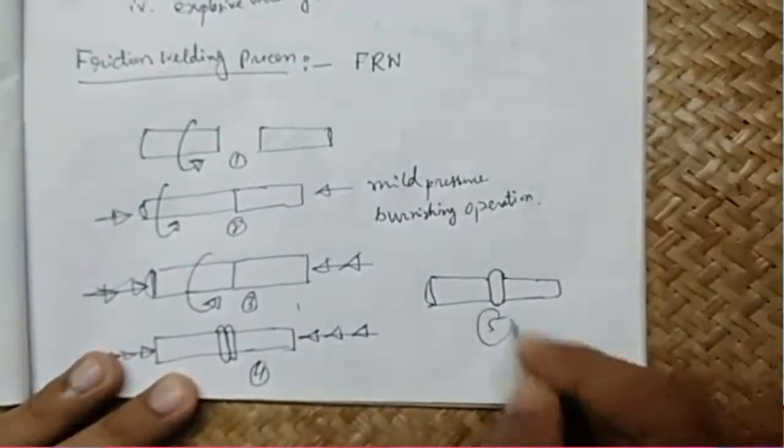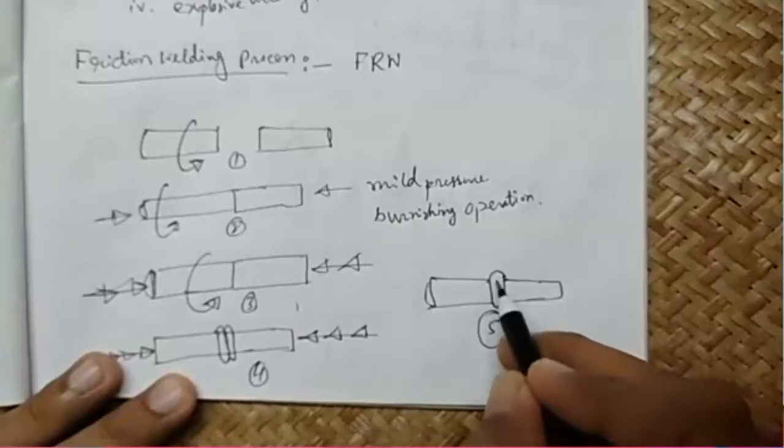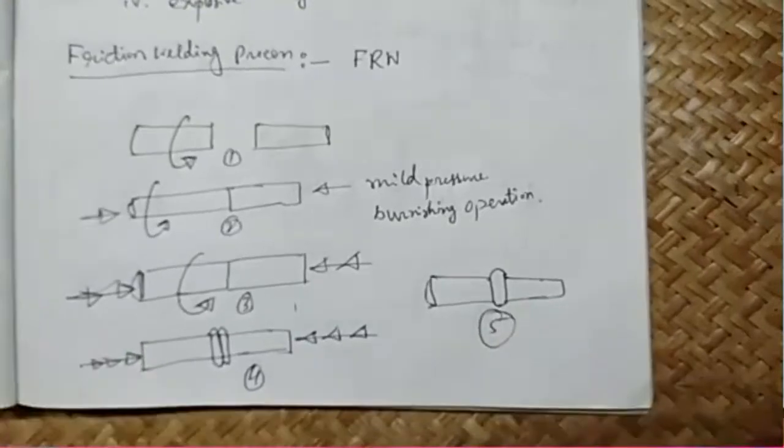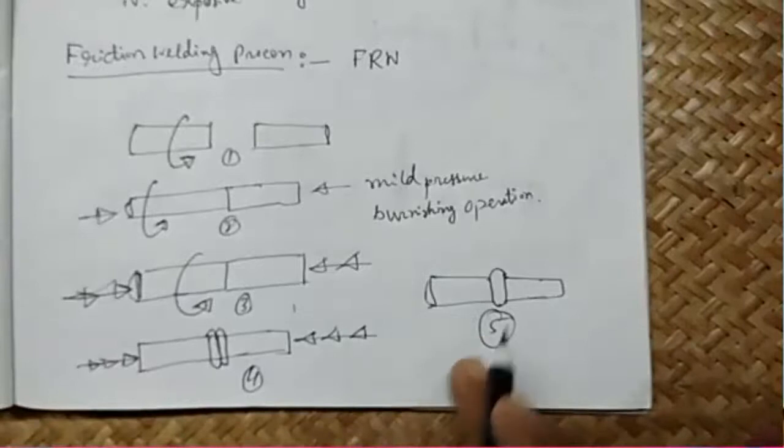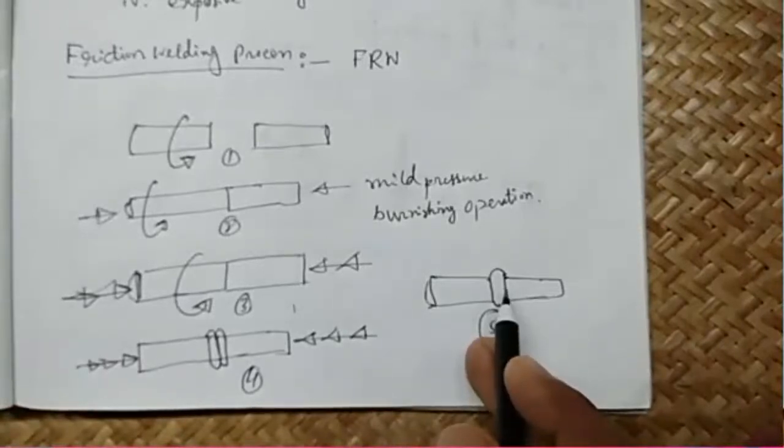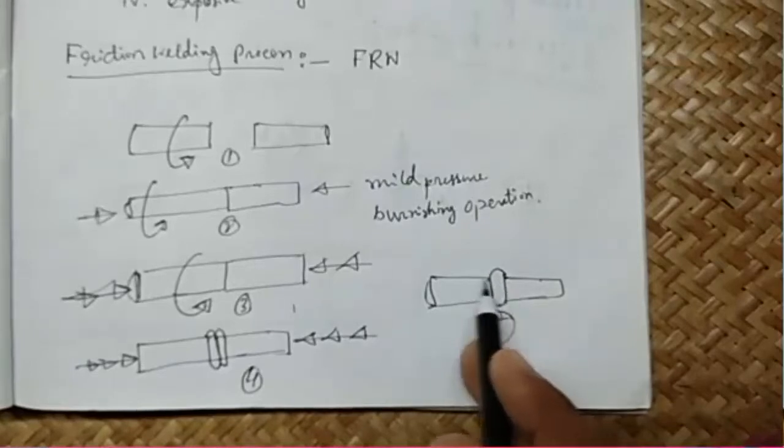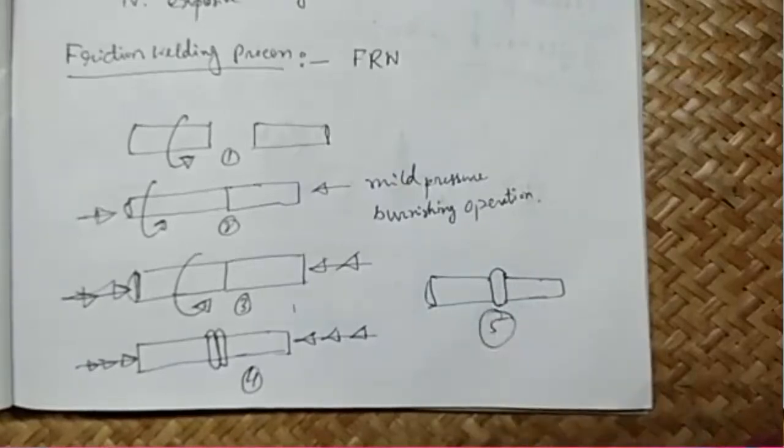Now finally, this flash which has been made because of the joint is machined and we get a cleaned surface. Either it gets machined or ground, so that we can get a good shiny surface. Okay, so these are the basic steps. Is the working principle clear?